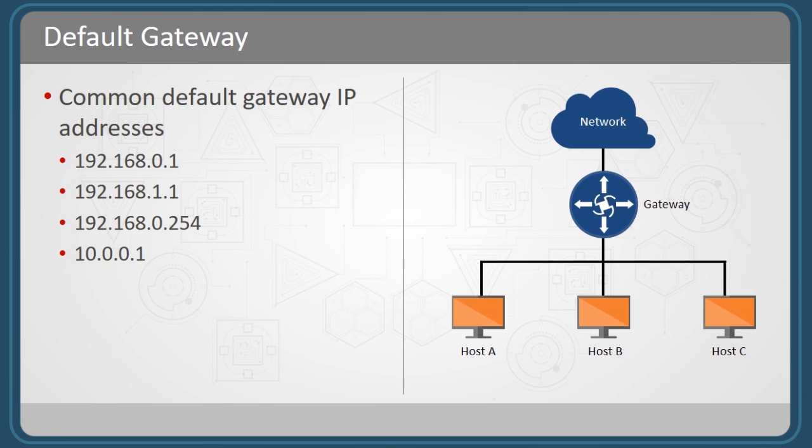Now, it really is up to you, but you might recognize the 192.168.0.1. If you have home internet, there's a very good chance your router is using that address, or 1.1 or 2.1. Again, it's not critical. You really could use any viable address, but it's a common practice to use the first address or the last address of any given subnet for the default gateway.